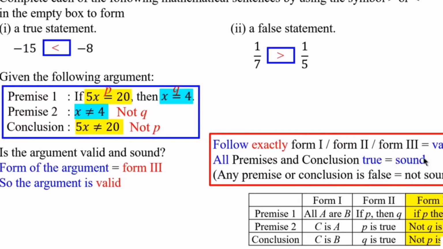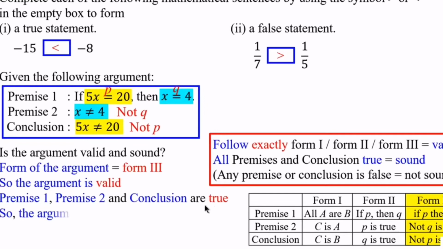We have to check all the premises and conclusion. If all the premises and conclusion are true, then it is sound. So now we check premise 1, if 5x equal to 20, then x equal to 4, it is true. Then for premise 2 also, x not equal to 4, and conclusion 5x not equal to 20. So it seems like premise 1, premise 2 and conclusion are true. So the argument is sound. So this is a sound argument.